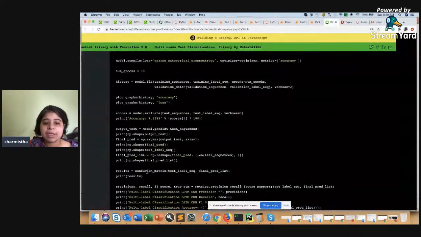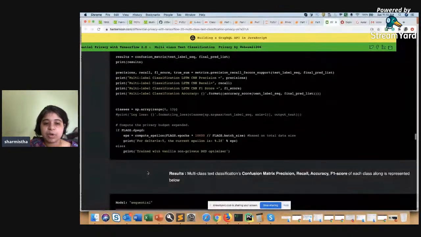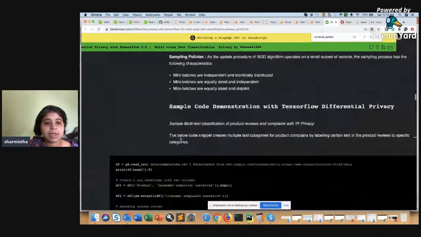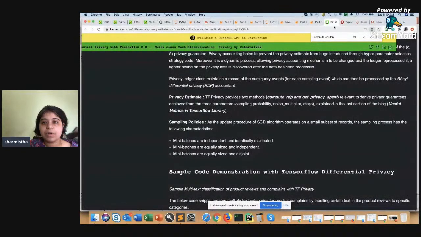And this is the same as normal text classification. You can go through Kaggle and see, and then we compute the epsilon. That is the most important, the epsilon is the privacy in your model. So how do we compute that? Let's compute epsilon. It's there in my GitHub. Okay, I'll show you from here.